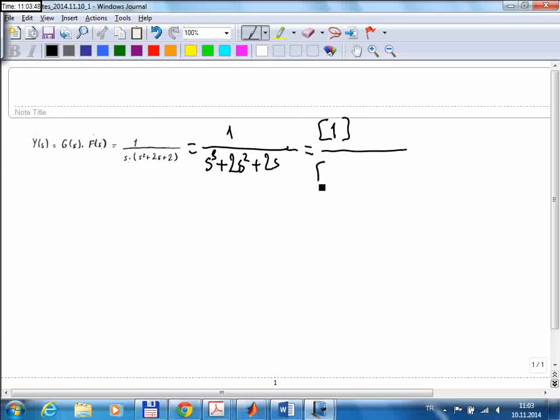But for the denominator, I write the coefficients in descending order, starting with the highest order. The highest order is the 3rd power. The coefficient is 1. The second power is the 2nd order term. The coefficient is 2.